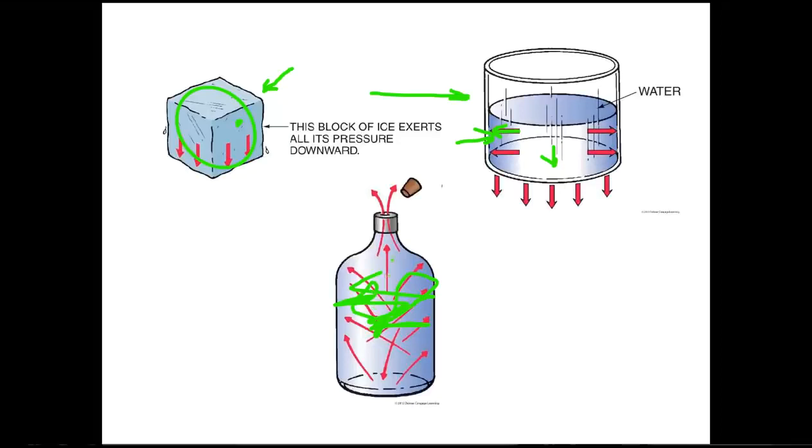And that's the one thing you need to remember when we're talking about pressure. That's where you get pressure, like in this example here that blows the cork off the bottle. You get so much energy and pressure in here in the form of heat.